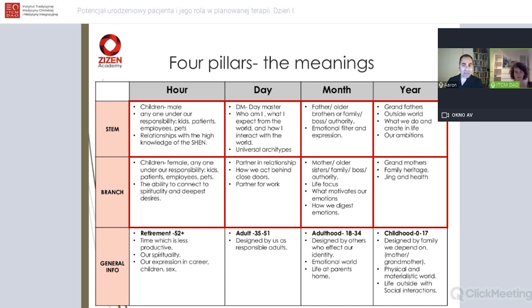Okay, so on the branch of the month, we can see how we digest emotions. It's the deep relationships with the parents, mostly with the mother. It represents the mother. And of course the climate influence on the day master, what motivates the day master emotionally. It's the life focus of the day master. At work, it represents the good people at work that give us good ideas and make us like mentors or good bosses, I will say.